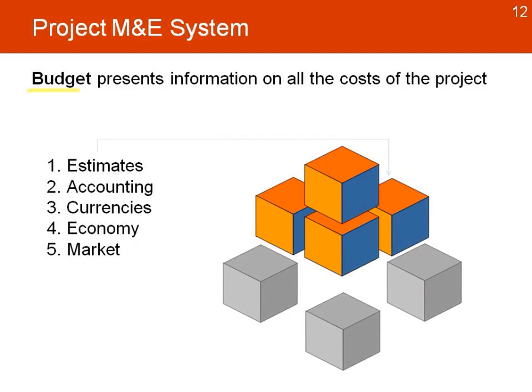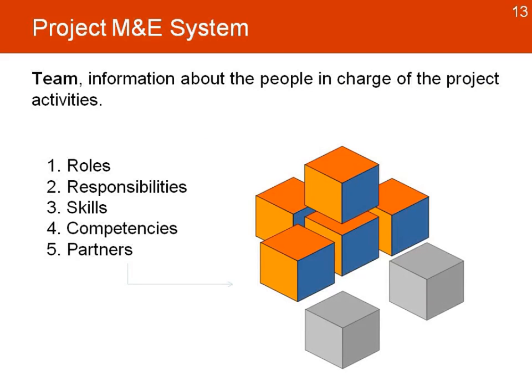The other element is the budget, which presents information on all the costs of the project. That's where we have information about the estimates, the accounting principles that we're using to record information about our budget, the type of currencies, and we can even include information about the conditions of the economy or market conditions that will influence our original estimates, or changes in the currency or in the cost of the items, goods and services that we need to procure for the project.